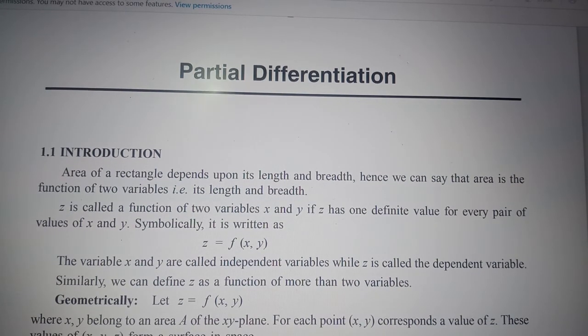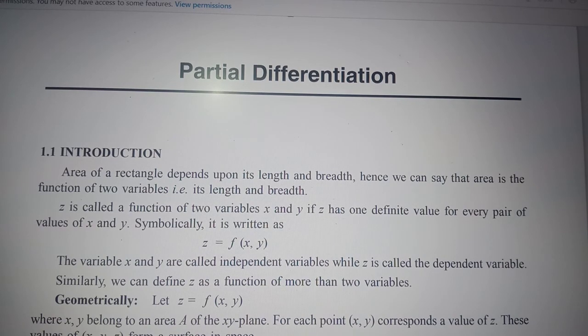Area of a rectangle depends upon its length and breadth. Hence, we can say that area is a function of two variables, that means its length and breadth. That is, area of a rectangle depends upon length and breadth, and we can say that area is a function of two variables, length and breadth.